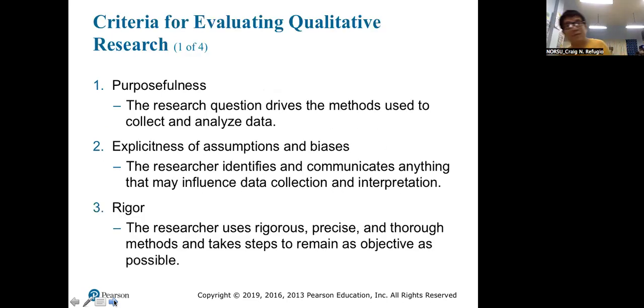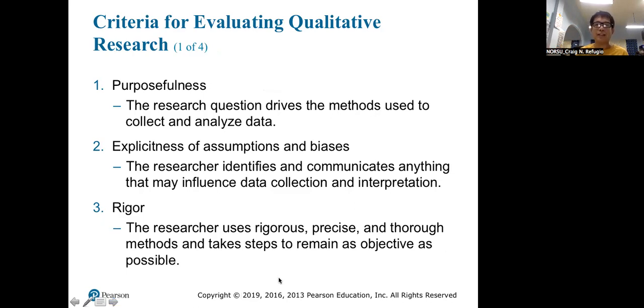Criteria for evaluating qualitative research. Number one, purposefulness. The research question drives the methods used to collect and analyze the data. It is the kind of research question that will identify whether it is quantitative, qualitative, or a mixed research design. Number two, explicitness of assumptions and biases.